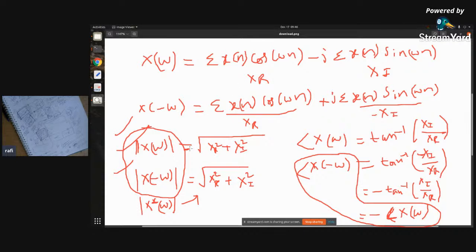So all real signals will have symmetric magnitude. That means whatever the magnitude is at a positive frequency, the magnitude at the negative frequency will also be the same. But phase is an odd function. That means whatever phase you have for negative frequencies, minus of that phase will be there for positive frequencies. You just note this point.